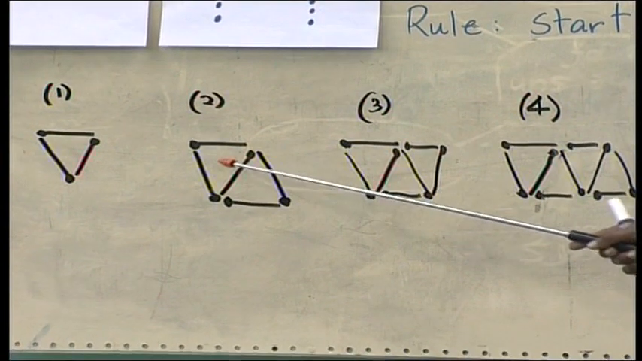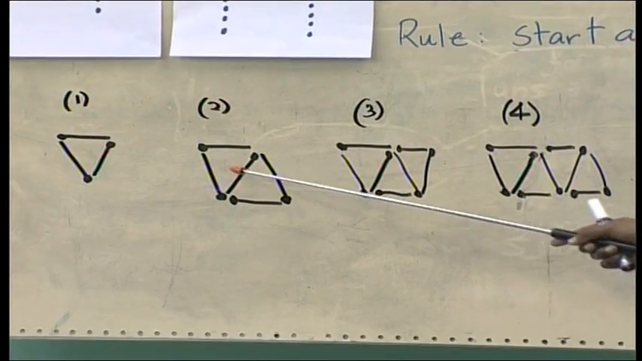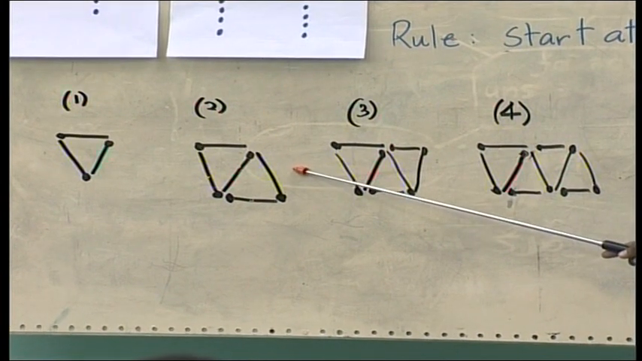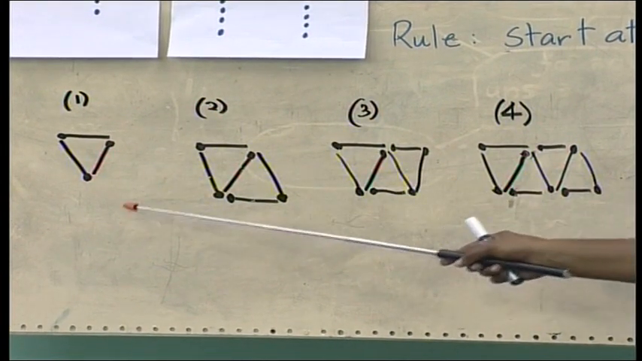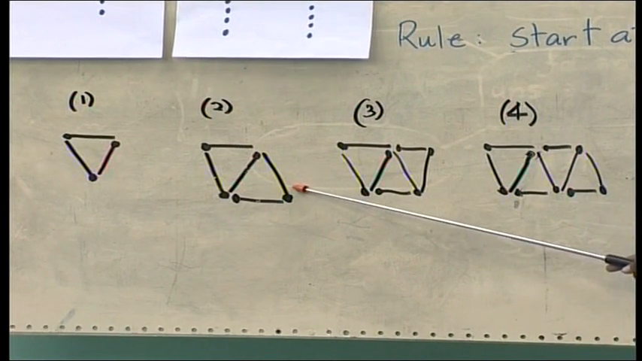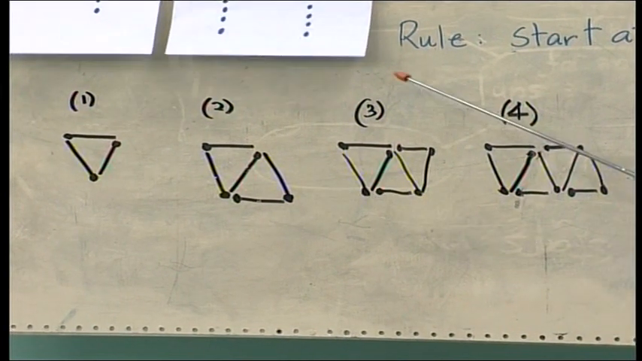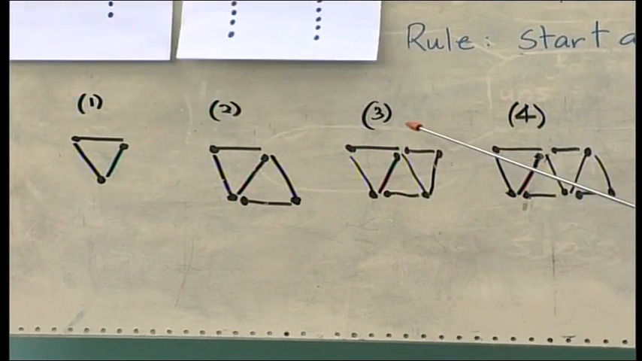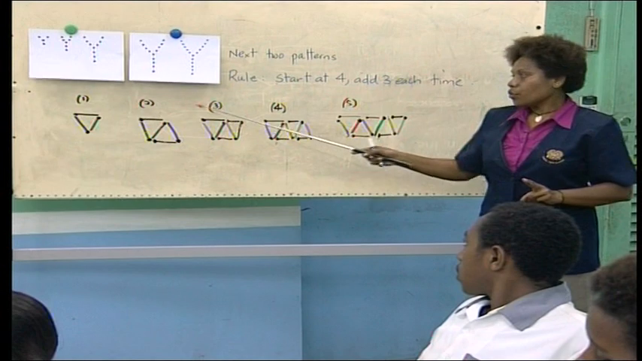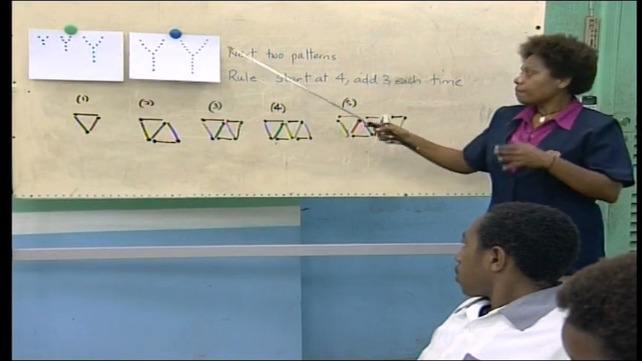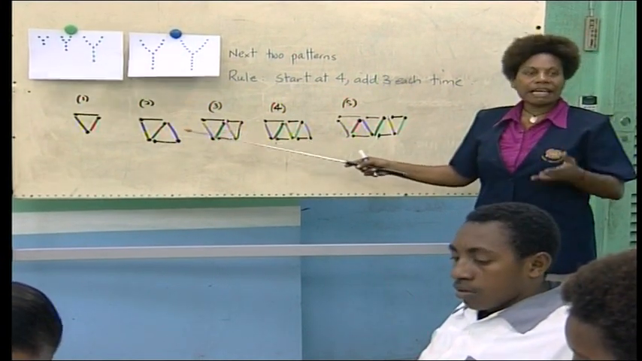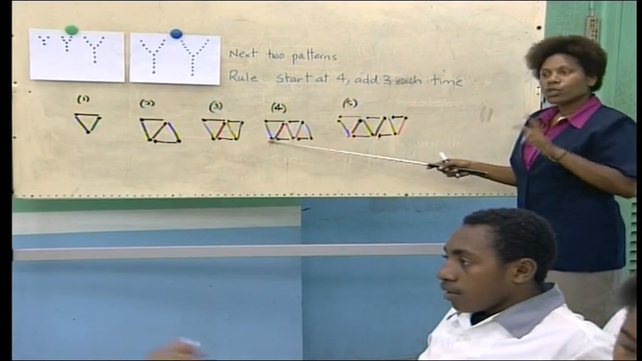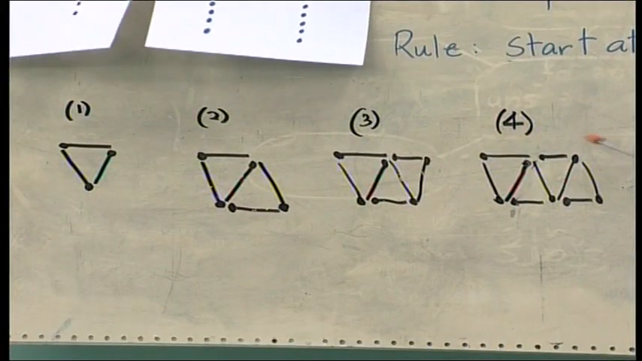Pattern two, there are two triangles. So one, two, three, four, five. There are five matchsticks. So three plus how many gives you five? Two. So here pattern three, there are one, two, three, four, five, six, seven. There are seven matchsticks. So from three, five, seven. So every time we are adding two. So the pattern in there is add two. Start at three and you add two each time.